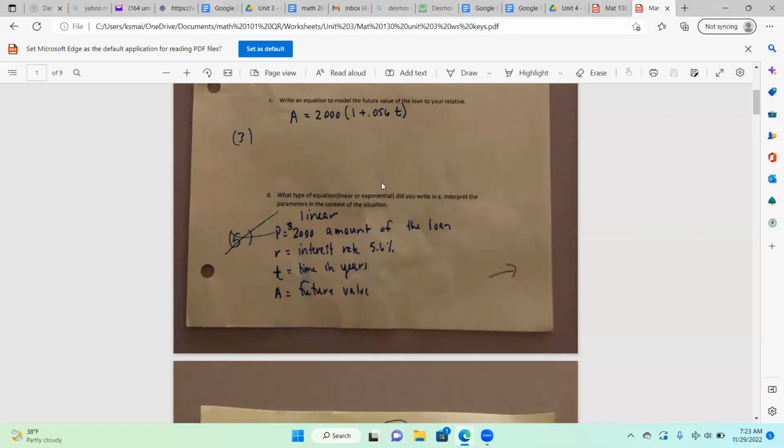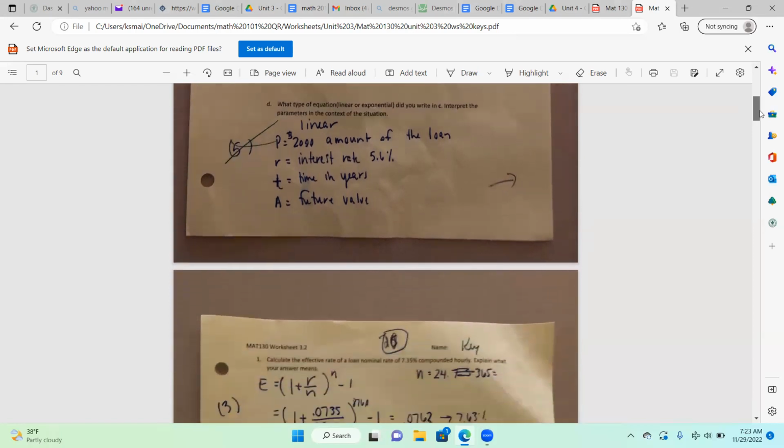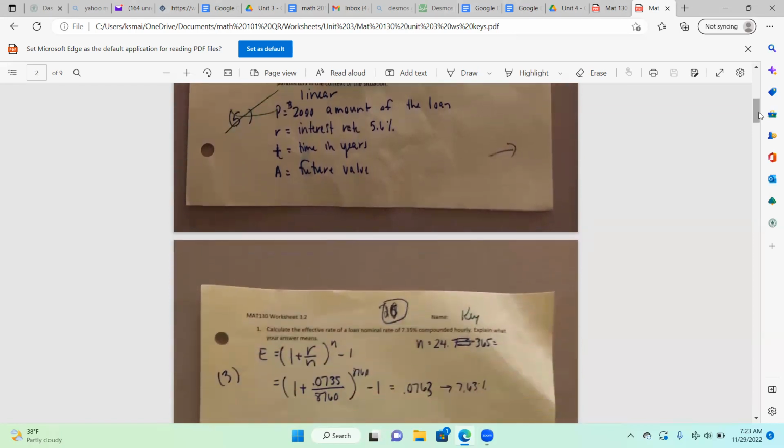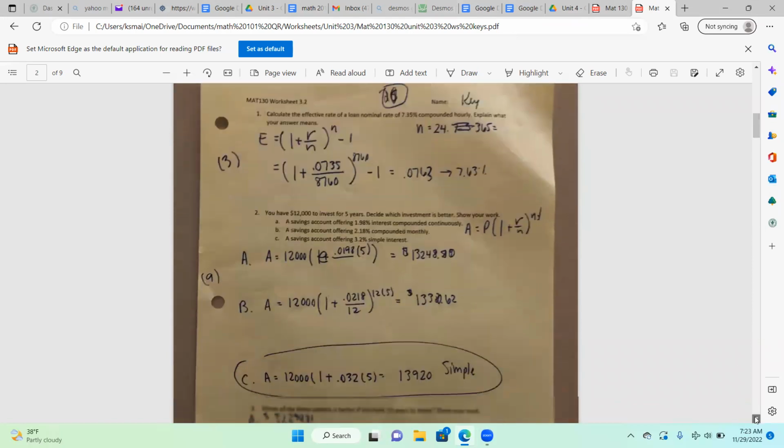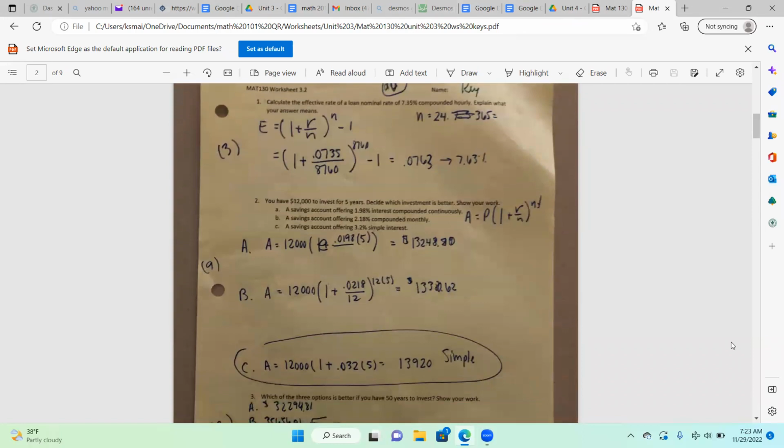That's the definition of simple interest, where the parameters are P is 2,000, the R rate is 5.6%, T represents time in years, and A is your future value. The second worksheet for Unit 3 is all about the effective rate and compound interest.